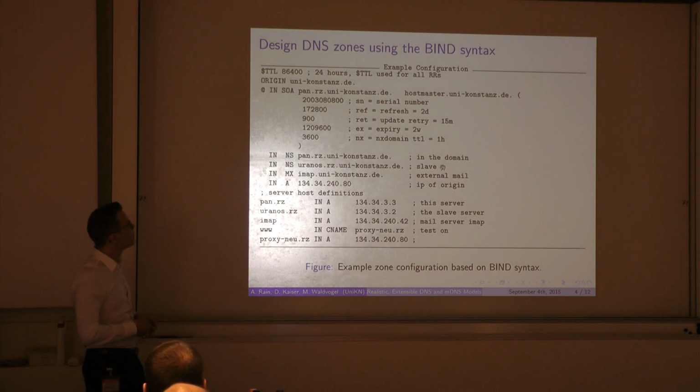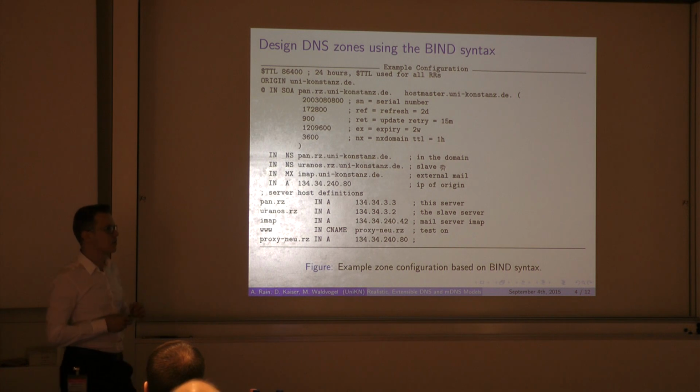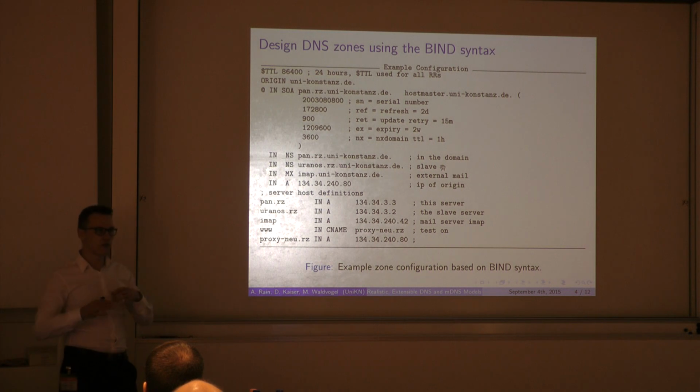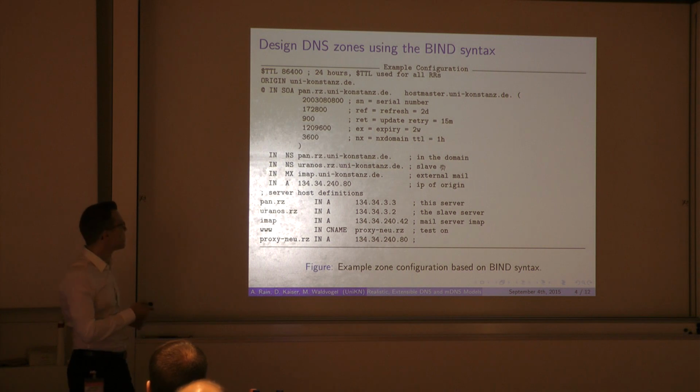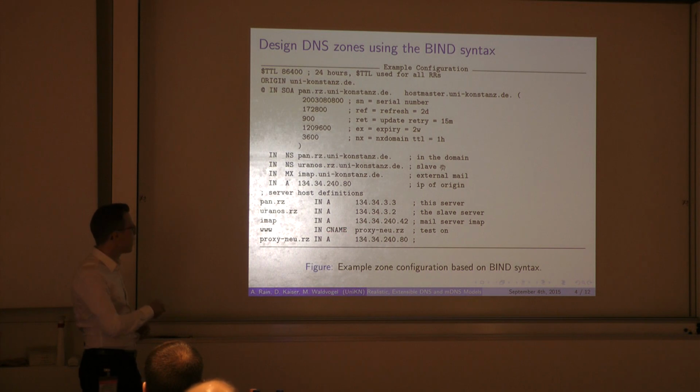And to make it easier for developers already familiar with DNS bind servers, we decided to support zone configurations using the bind syntax. The config has to be placed in a text file and then passed as a parameter in the net description, for instance, to the authoritative server. Here you can see the pan-RSZ name server for the University of Constance with a couple of resource records. For instance, a CNAME record pointing to an IP address record.